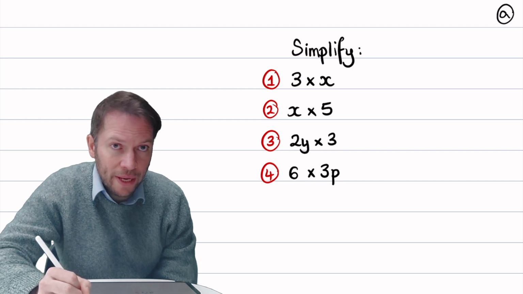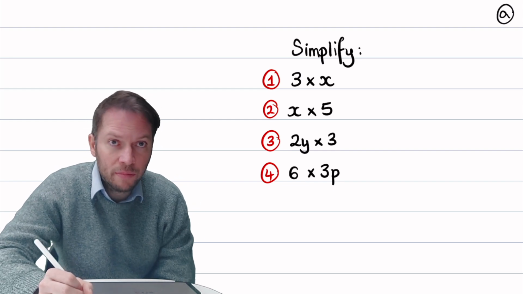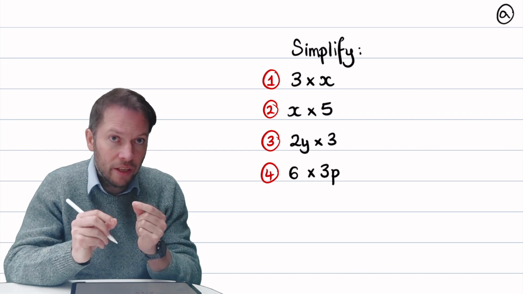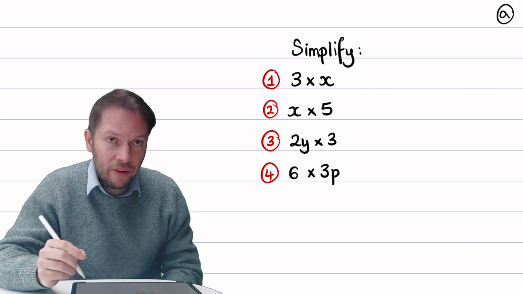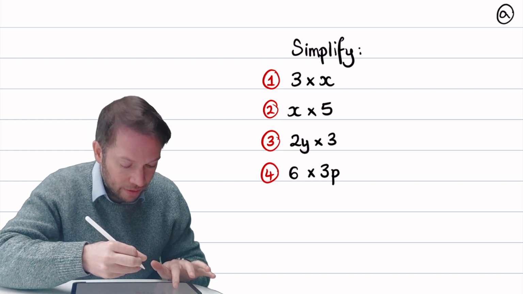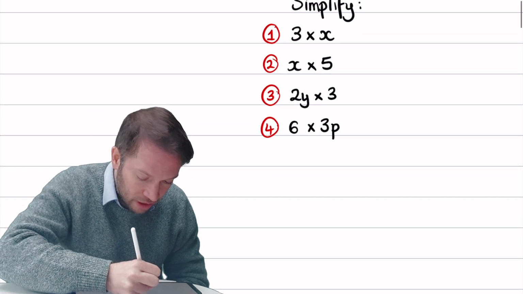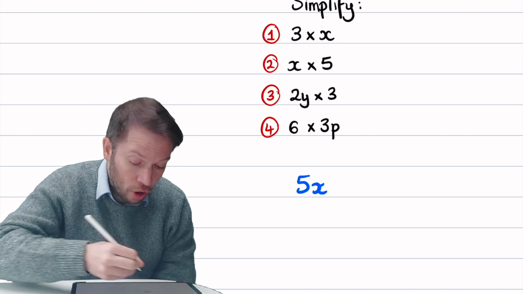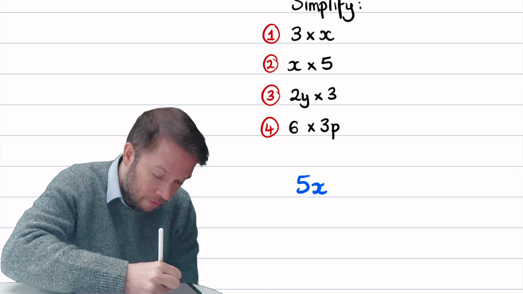Hi, in this video we're going to multiply algebraic terms together. Now in algebra, when we have things next to each other, that means that we're multiplying it together, because in algebra we try to avoid the multiplication symbol where we can. So if, for example, I wrote 5x, what that means is 5 lots of x or 5 times x.